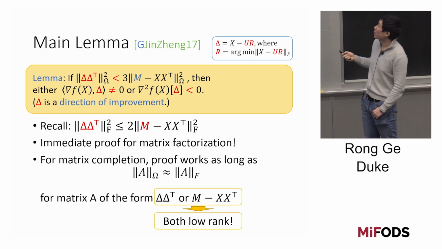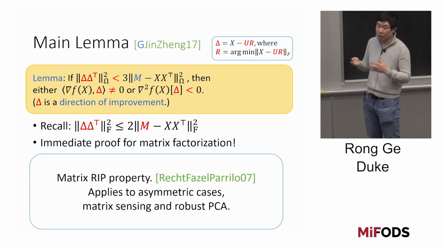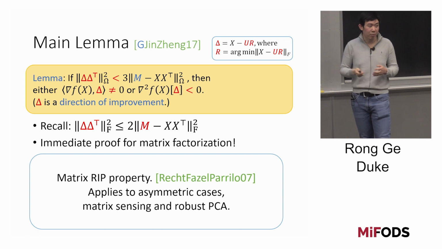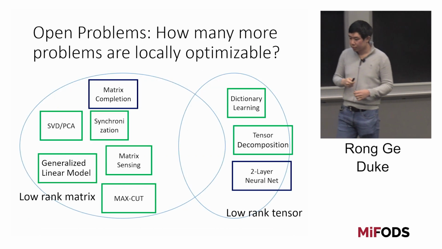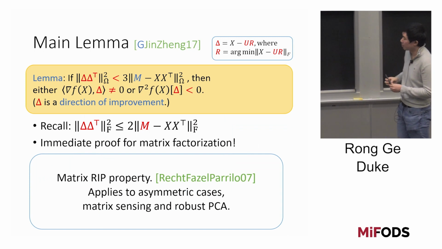So this kind of property is actually called the matrix RIP property. It was known before, and it can actually apply to many other problems that are related to matrices. Okay, so that's the basic idea for the proof for the matrix case.